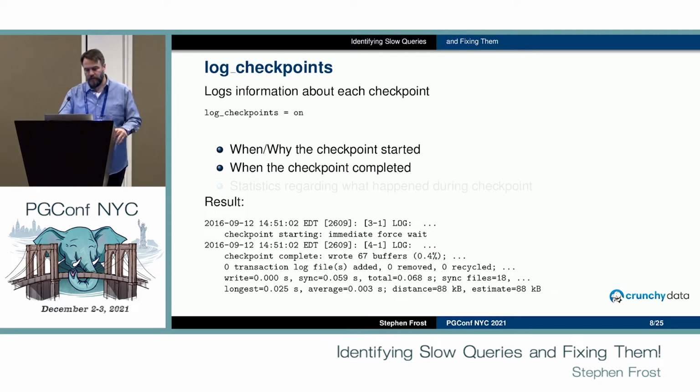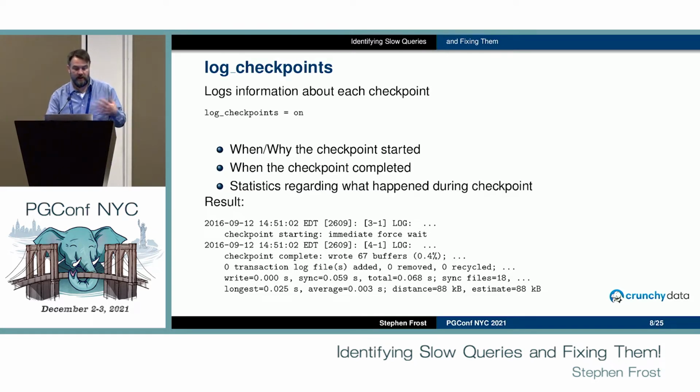So I find it's very helpful to log information about checkpoints, and that's just log_checkpoints on. And this is going to tell you when and why the checkpoint started, when the checkpoint completed, and a bunch of really useful statistics about the checkpoint itself. In particular, here you can see we have an immediate force wait checkpoint. This happened when you do something like a CREATE DATABASE, right?